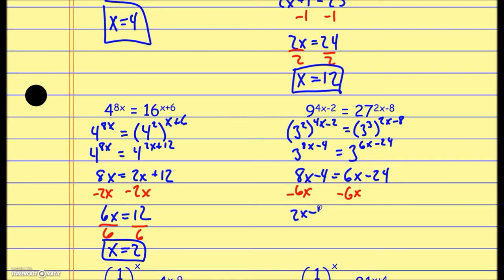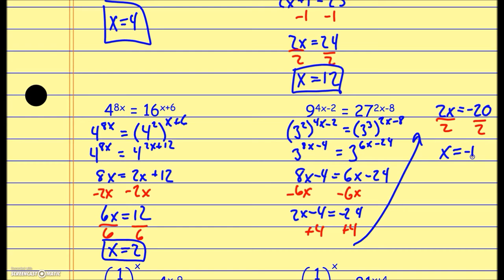That gives me a 2x minus 4 equals a negative 24. I'm going to add the 4 to each side. Let me rewrite that guy up here. That's going to be a 2x equals a negative 20. And now I just have to divide each side by the 2. Okay, and that's it.